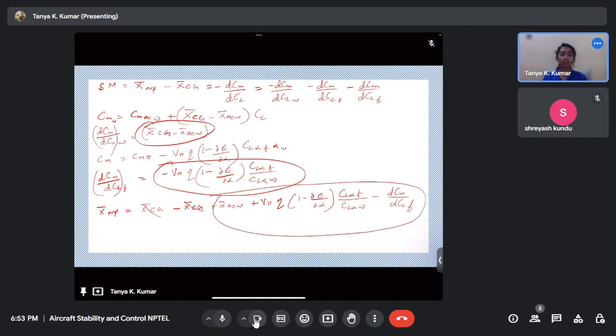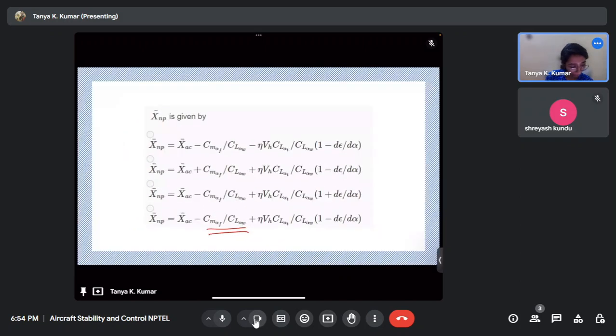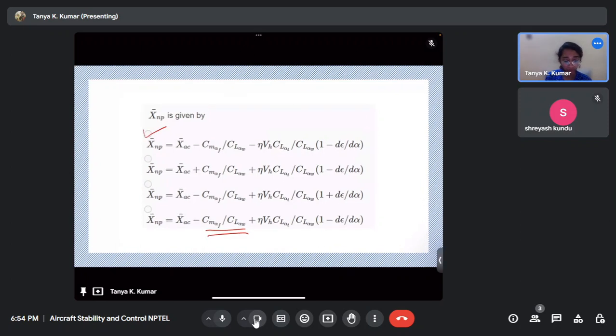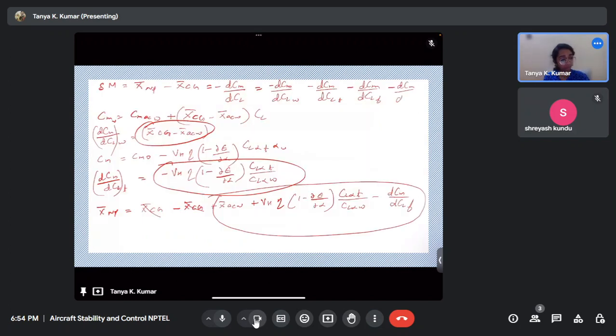X bar np in terms of dCm by dCl. So from the options, what do you get? Which is the right answer? You have the negative of this. The first answer is the right answer. Even if there are other components like canard, just go on adding to this. You have dCm by dCl of the canard, and so on. Each component, just keep adding it. The negative of the slope, you just add it to get the overall slope. Alright, let's go to the next question.